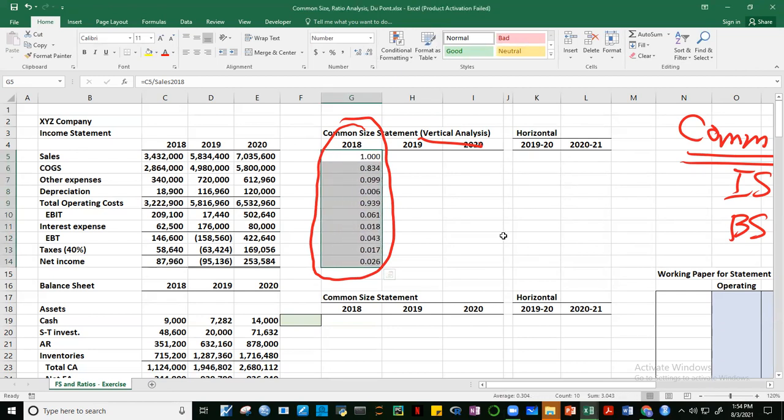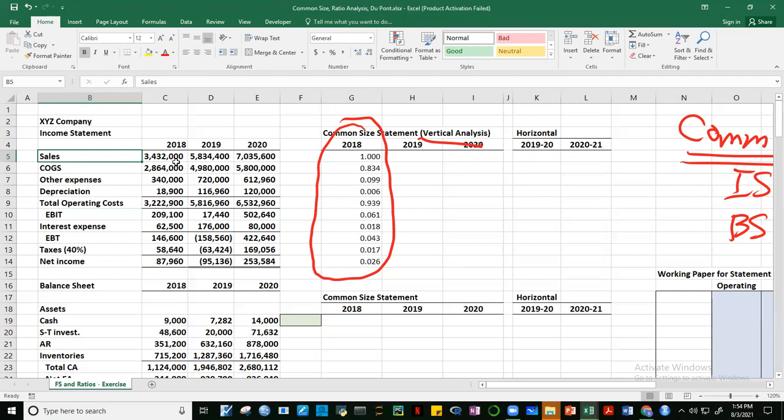Okay, gawin lang natin 3 decimal places. Okay, that's correct, guys. So, how do we know this is correct? Number 1, ang 100% natin si sales. So that's correct. Kasi si sales ang pinakamalaking figure dito sa income statement. So everything, pag dinivide natin sa sales should be 100%. The rest should be less than 1.